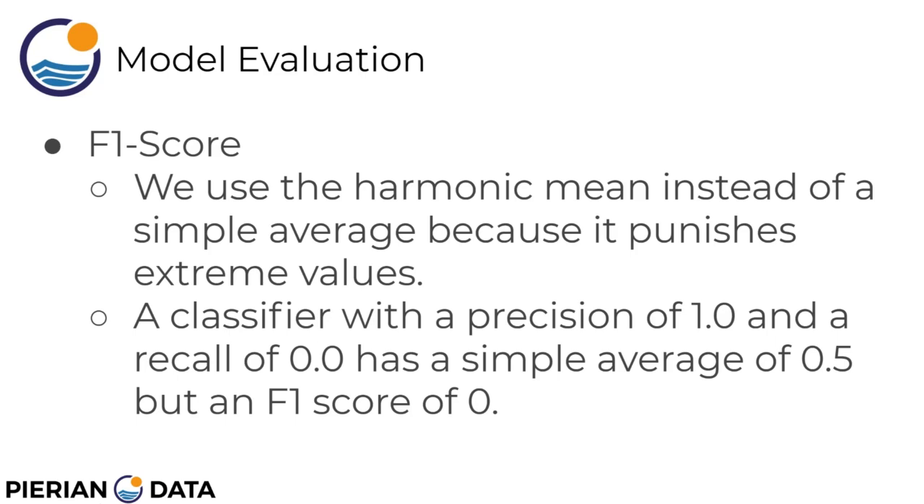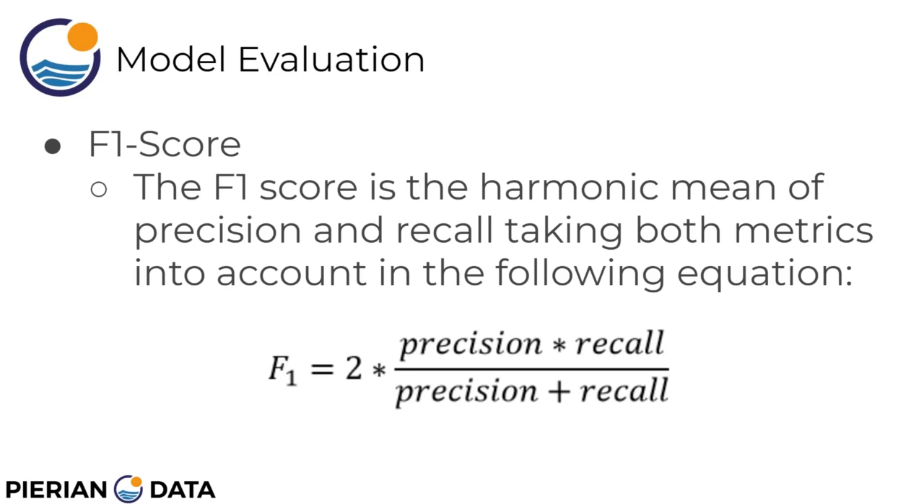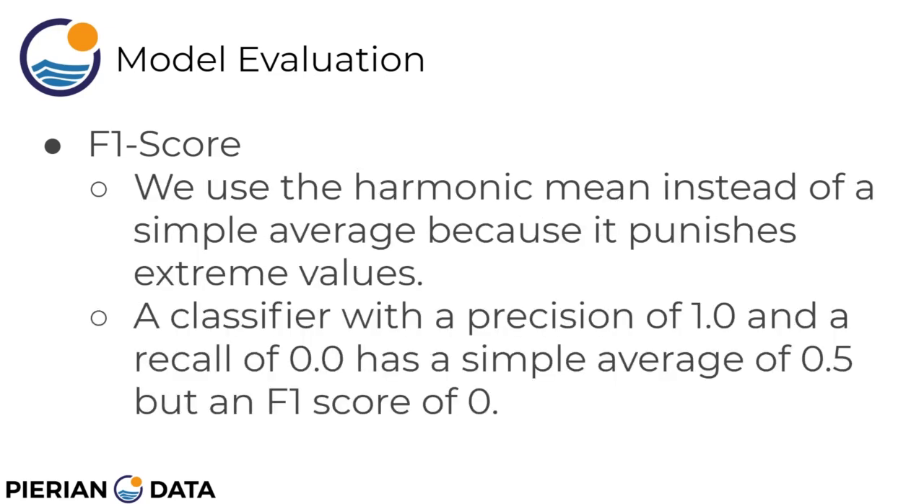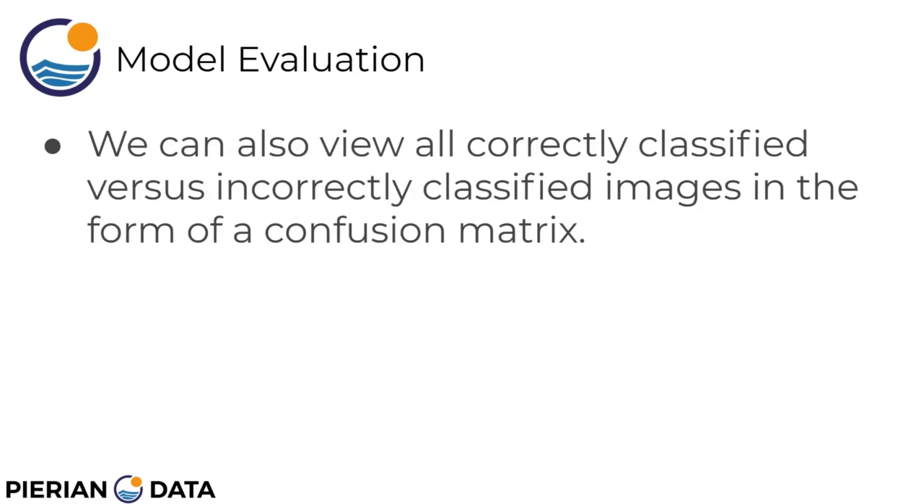But the F1 score, because it's taking a harmonic mean, has precision times recall at the top, which means you get 0 times 1 at the top, and you get an F1 score of 0. So this is really nice because it lets you punish extreme differences between the precision and recall. It gives you a fairer assessment of that trade-off between precision and recall. Now we can also view all correctly classified versus incorrectly classified images in the form of a confusion matrix.